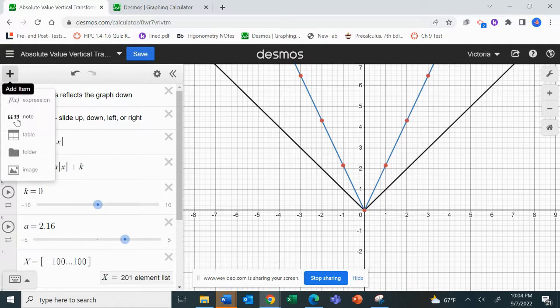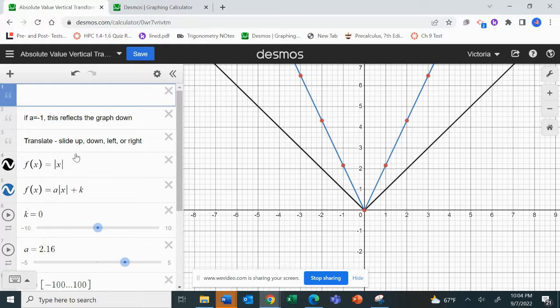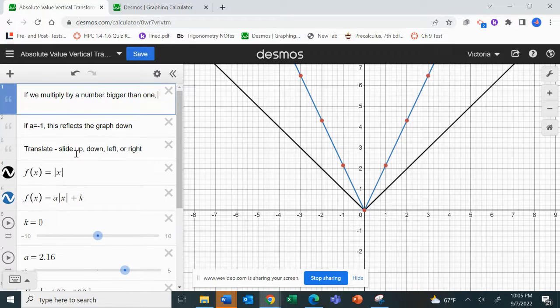Let me put a note here. So we said if we multiply a number bigger than 1, the Y values got bigger, and we use the word stretch. This is called a vertical stretch.